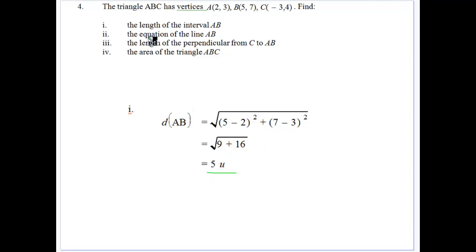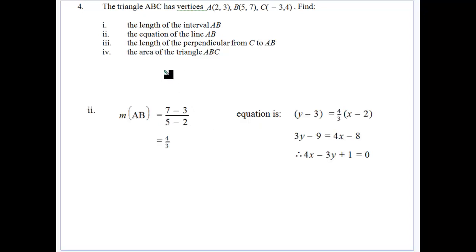That works out nicely. The next part wants us to find the equation of the line. So remember, to get an equation of the line AB, we need a gradient, and we've got a point. We've got (2, 3) and (5, 7), so that's not a problem. So we found our gradient.